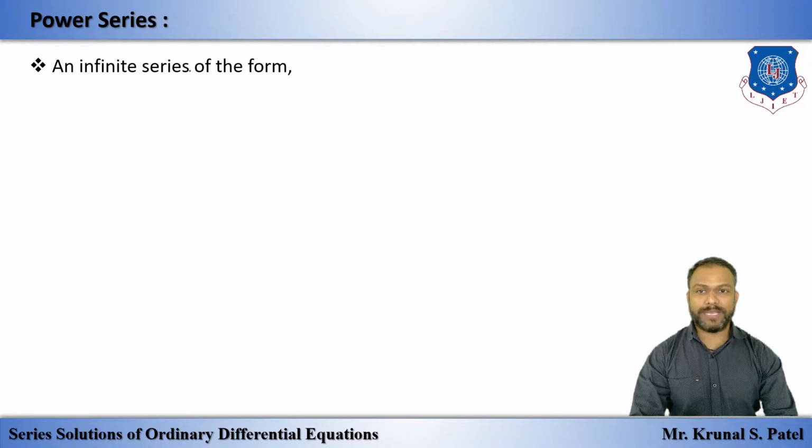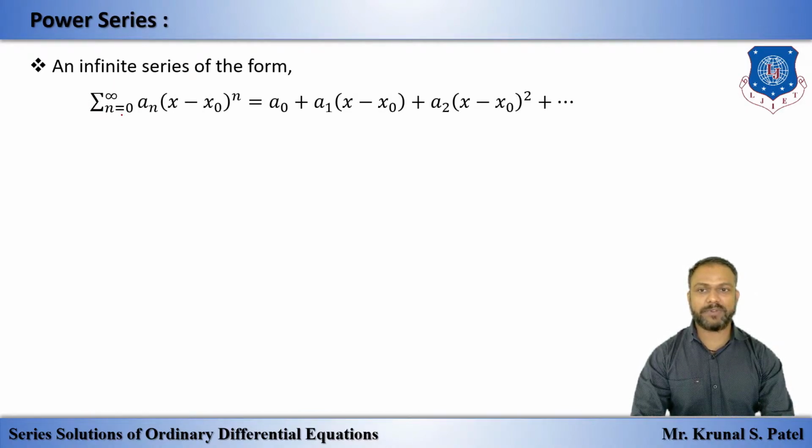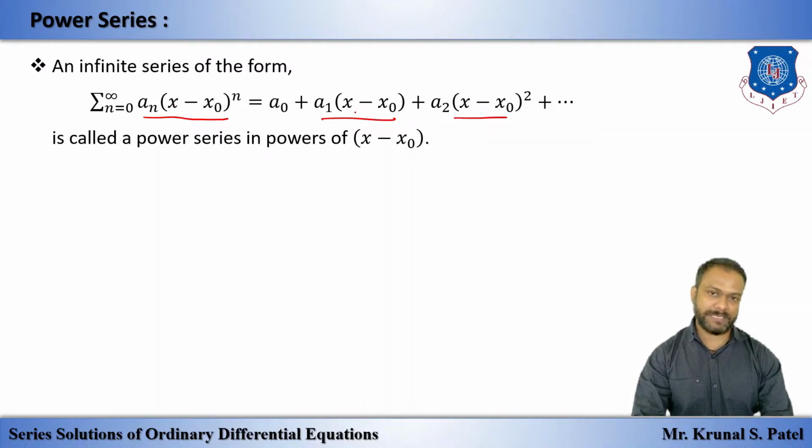An infinite series of the form sigma n equals 1 to infinity a_n (x minus x0) whole raised to n, if we put n equal to 0, we have a0 times the bracket raised to 0, that means 1, plus if we put n equal to 1, a1 (x minus x0) raised to 1. If we put n equal to 2, we have a2 (x minus x0) whole raised to 2, and so on. This is called a power series in powers of x minus x0, because we have (x minus x0) raised to 1, (x minus x0) raised to 2, (x minus x0) raised to 3, and so on.